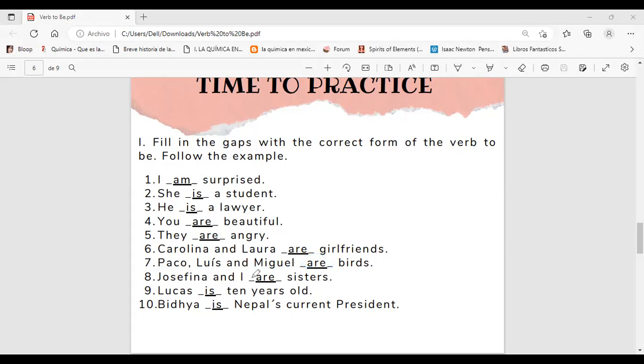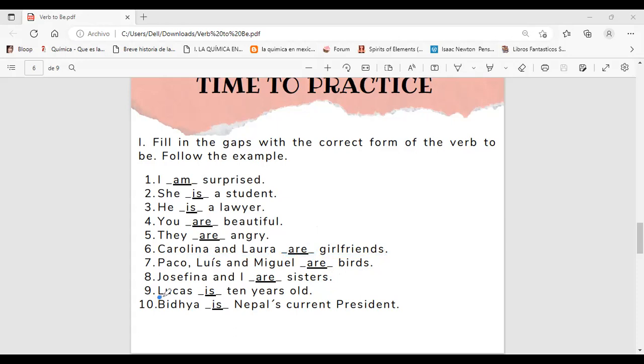Josefina and I are sisters. If you check here at the end of nouns, we have an S. Means that they are plural. That means that this part has to, tiene que corresponder con lo de acá. So, si en esta parte es plural, significa que acá también será plural. Y por ende, we are going to use are.